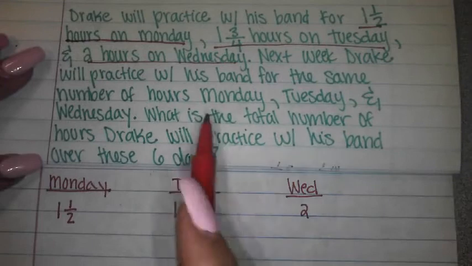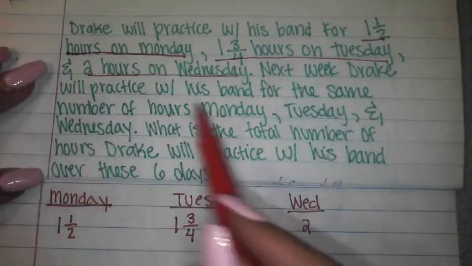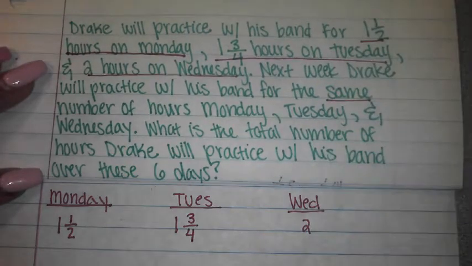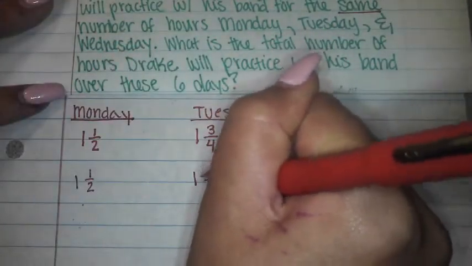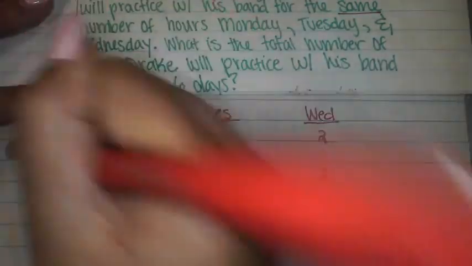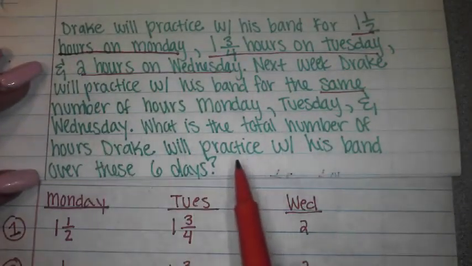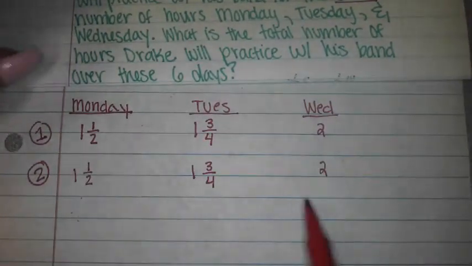So this was the first week. Then it says next week Drake will practice with his band for the same number of hours, Monday, Tuesday, and Wednesday. So again, he's going to work with his band 1.5, 1 and 3/4, and then 2. So I'm going to put this was week 1, and this was week 2. It says, what is the total number of hours Drake will practice with his band over these 6 days? So these are the 6 days.